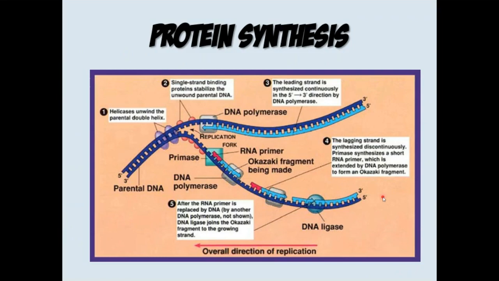Ano yung Okazaki fragment na yun? Okazaki fragments are short sequences of DNA nucleotides, approximately 150 to 200 base pairs long in eukaryotes, which are synthesized discontinuously and later linked together by the enzyme DNA ligase to create the lagging strand during DNA replication. So, ito na po. And then number 5, after the RNA primer is replaced by DNA by another DNA polymerase not shown, the DNA ligase joins the Okazaki fragment to the growing strand.